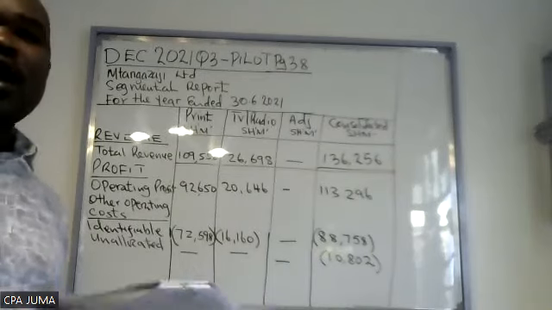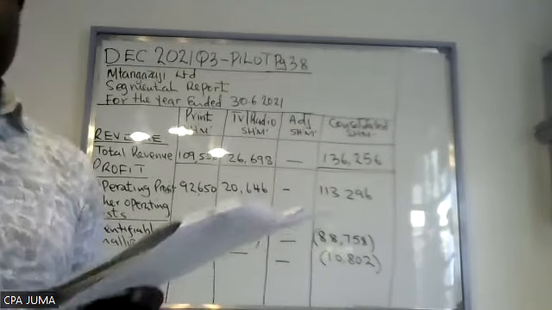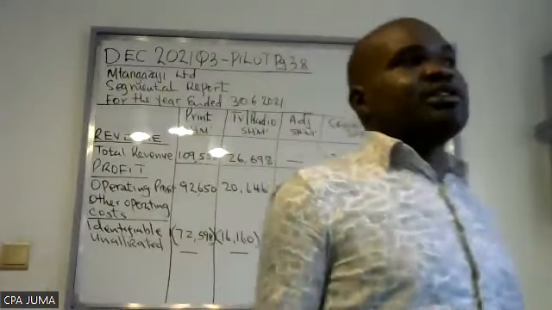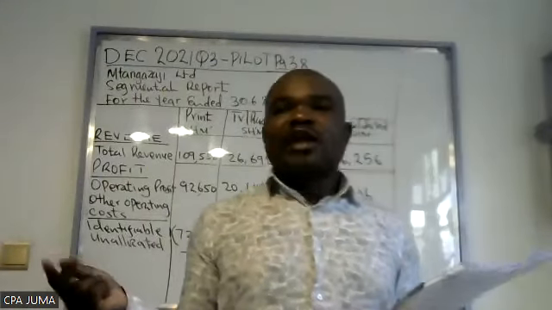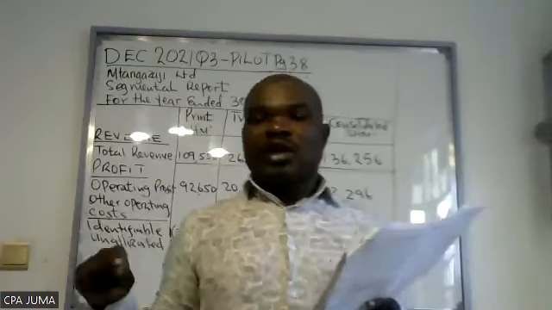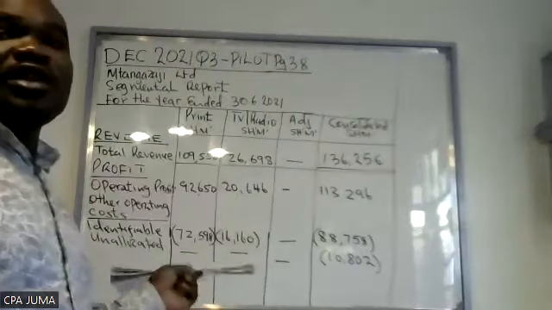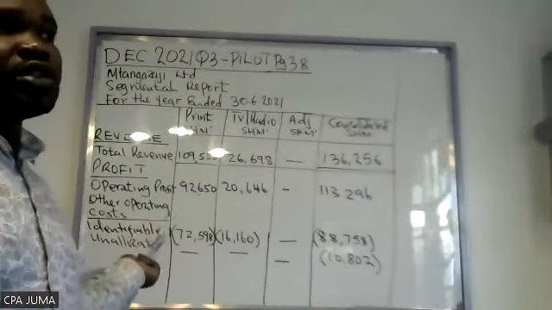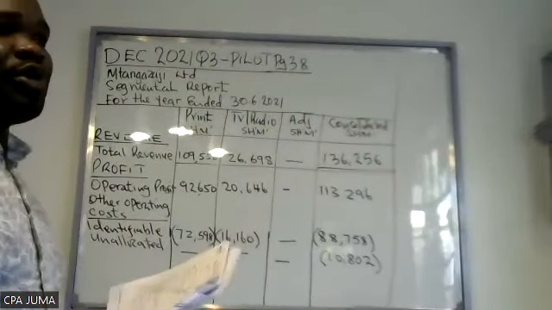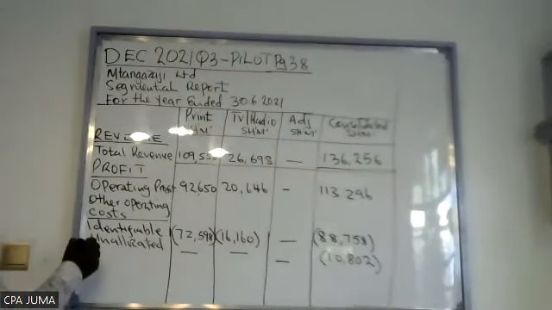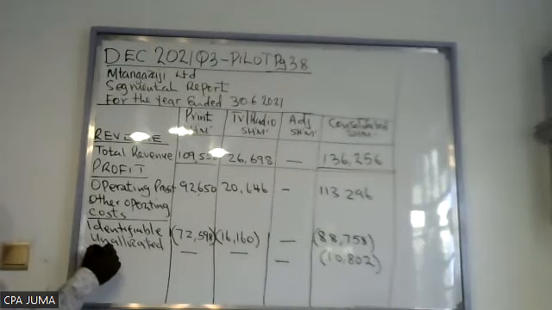Then you bring other items. So other items are income or expenses, but the ones which are cash income or cash expenses. So you bring them here. Non-cash expenses like depreciation and amortization, you don't bring them in the operating profit. You only bring the cash expenses. So you come here and say other items.